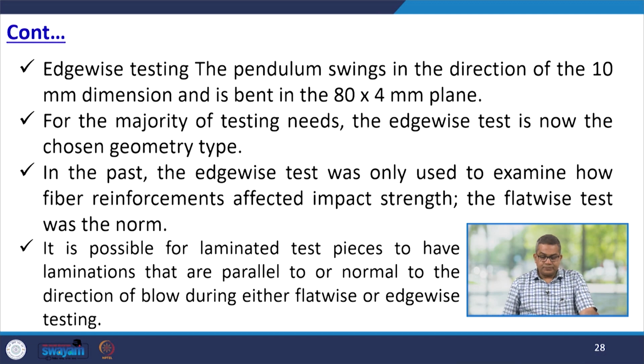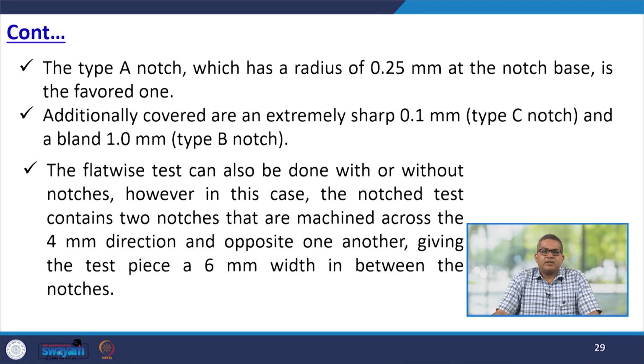In the edgewise test, the pendulum swings in the direction of the 10 mm dimension and bends the 80 by 4 mm piece. For the majority of test needs, the edgewise test is now the chosen geometry type. In the past, the edgewise test was only used to examine how fiber reinforcement affected impact strength. The flatwise test was the usual norm. Now, it is possible for a laminated test piece to have laminations that are parallel or normal to the direction of blow during either flatwise or edgewise testing.